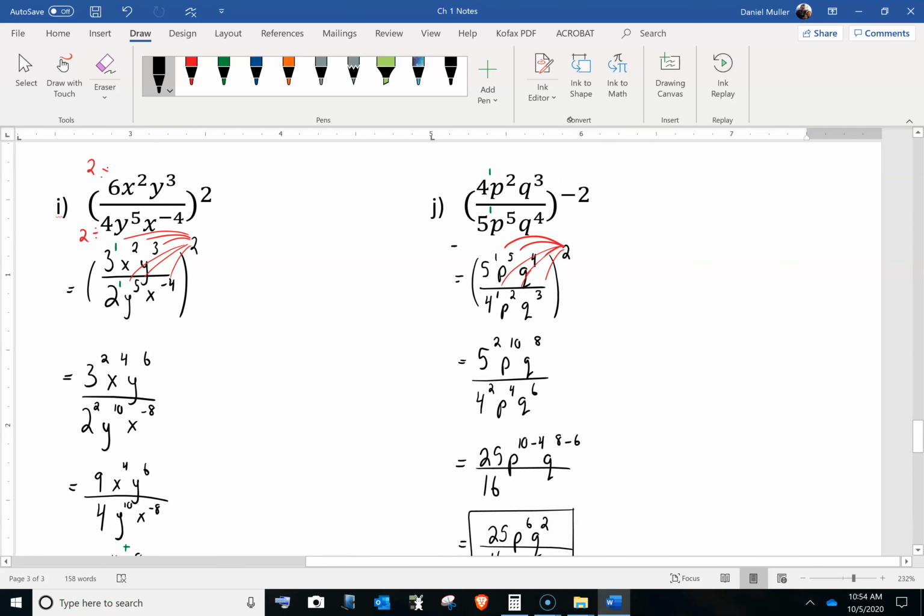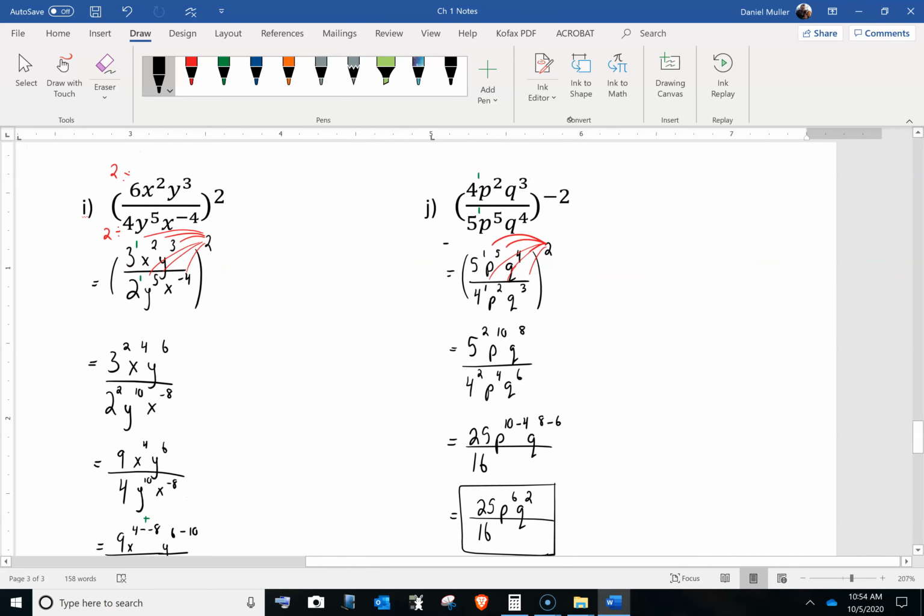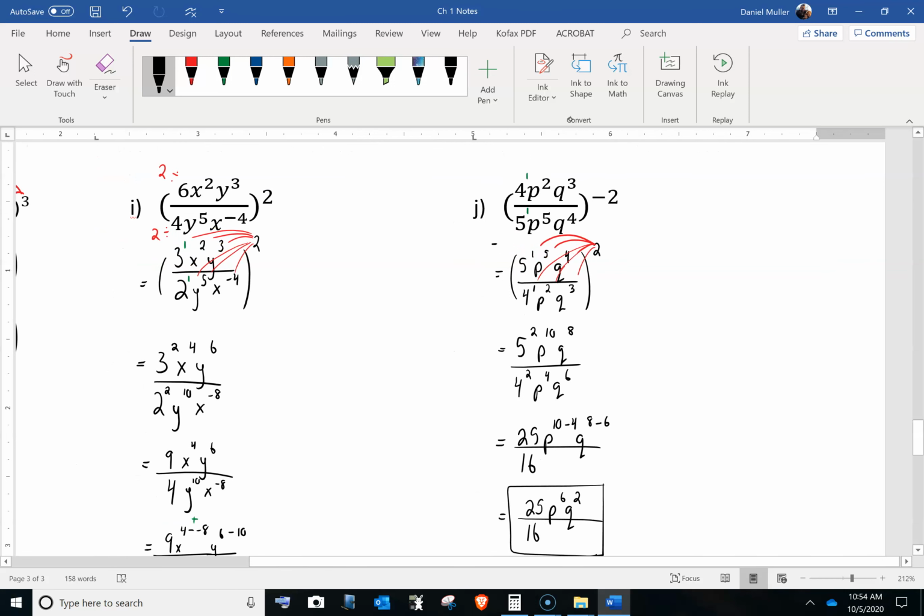The whole fraction, flip it, and then I can make that a positive 2. So that's what I did, and that will be a little bit different. I won't do that for the next one, letter K.